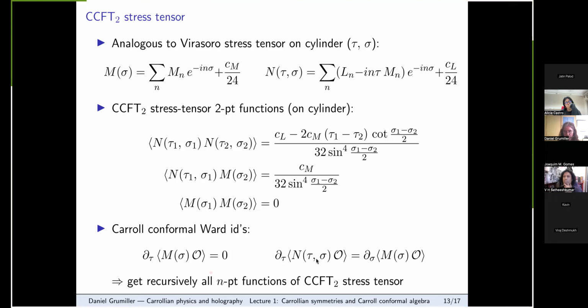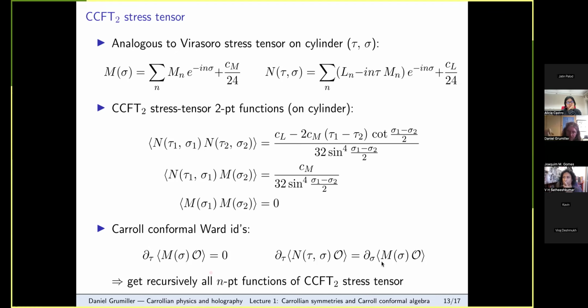And you can use this if you insert for O either m or n, you get constraints on the two-point functions. And if you insert for O 2 insertions, so like 2 n's, for instance, then you get constraints on the 3-point functions, and you can use this to recursively get all the n-point functions of the Carroll conformal field theory stress tensor.